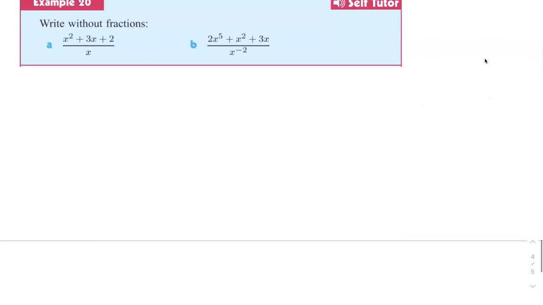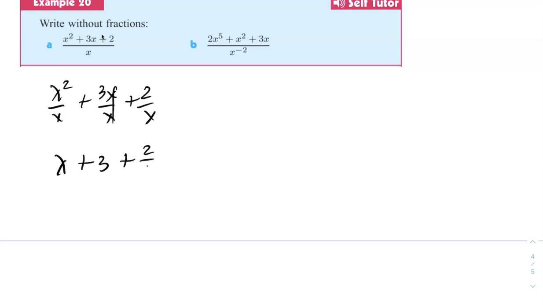And then the last one here, we want to write these without fractions. All we're going to do is separate it. So I'm going to put x squared over x plus 3x over x plus 2 over x. You see the split up? This is x. These x's cancel, you get 3. And this is 2 over x. Now again, I don't want fractions, so I'm going to move this to the top and make it a negative. So it's x plus 3 plus 2x to the negative 1.